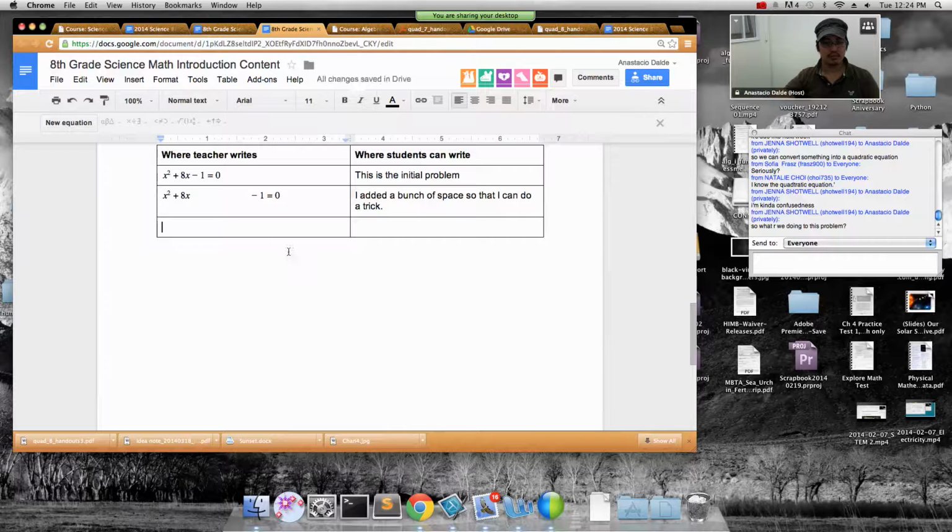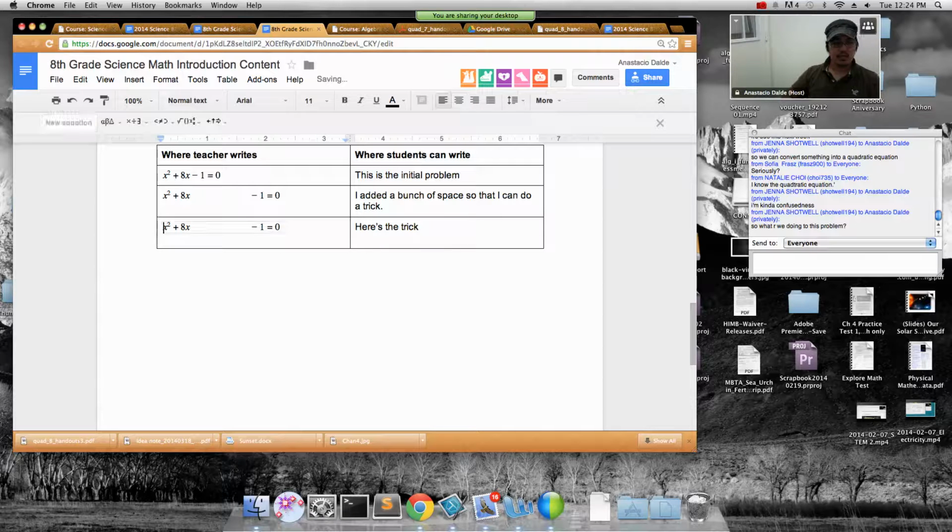Now, what's the trick? Here's the trick. I want this right here, which isn't a perfect square. There's some number that should go over here, plus blank. And I wish that number were there. Do you guys know what that blank should be?